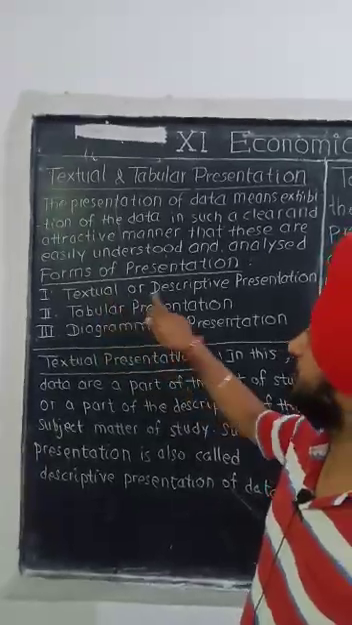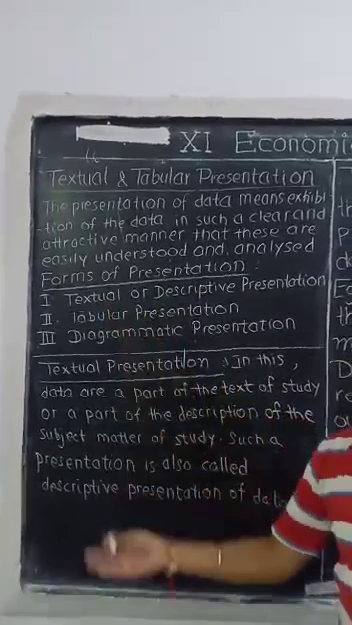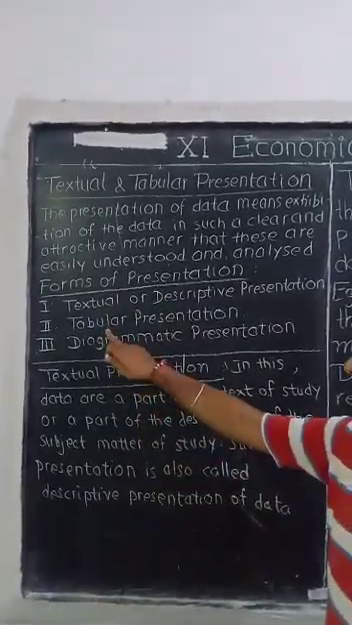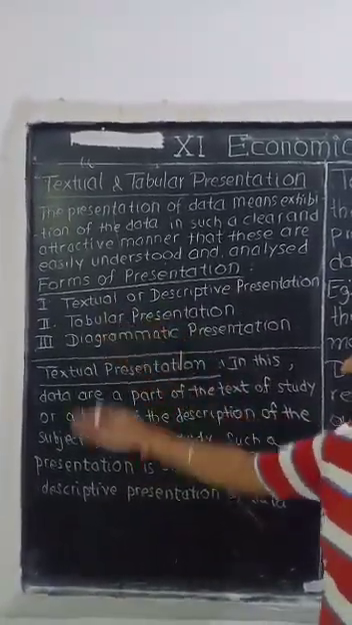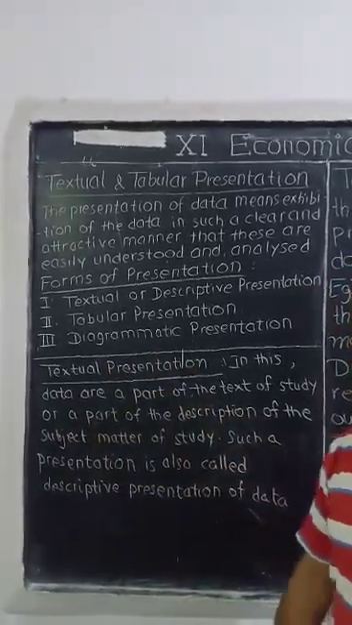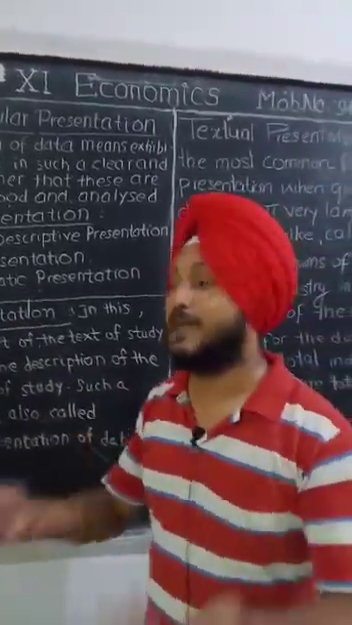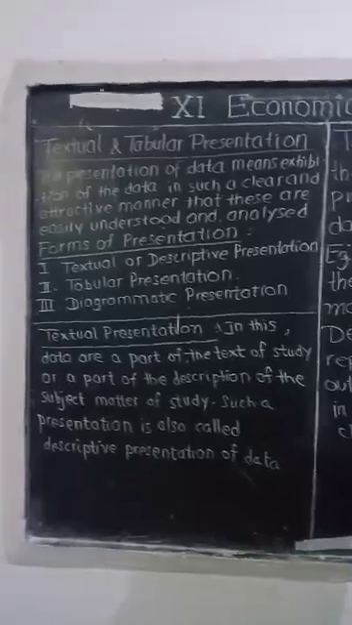Then we have the various forms of presentation. We have textual or descriptive presentation, the meaning of which we will discuss. Then we have tabular presentation, simply in the form of tables. And then diagrammatic presentation, again very easy, which means whensoever we present our data in the form of diagrams. Now let us focus on textual presentation.